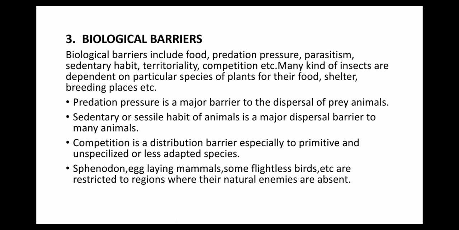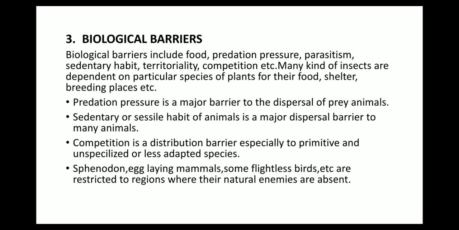Predation pressure is a major barrier to the dispersal of prey animals. The distribution of prey species is therefore restricted to safe areas where their predators are absent or very rare. Sedentary or sessile habit of animals is a major dispersal barrier to many animals. Since they have little or no locomotor powers, they are usually found in aggregation in much restricted areas. Homing instinct is often regarded as a minor dispersal barrier. It involves the establishment and defense of specific areas by animals, usually during breeding season.